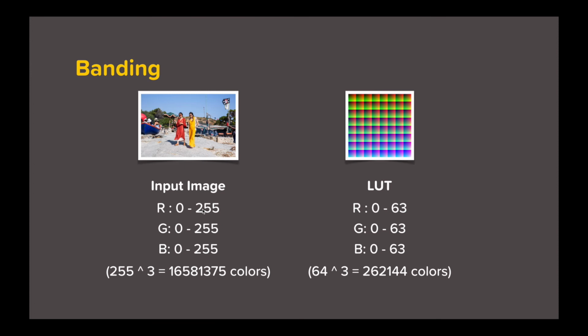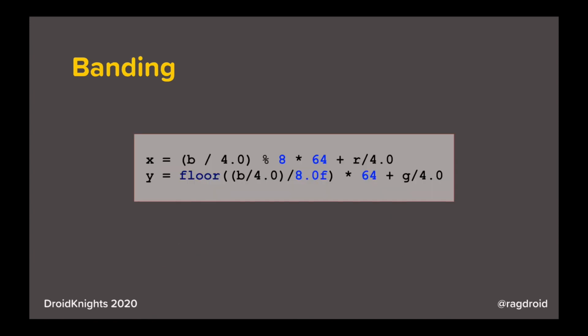So for each set of four colors, we just have one color to map to. That is why we get these banding effects. If you remember, in that example, for our RGB values we divide by 4. So this is where this issue comes from.